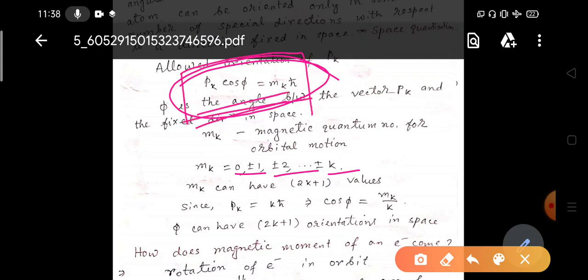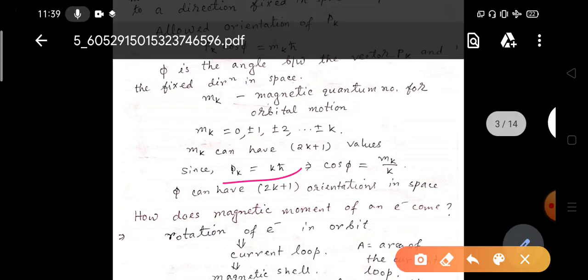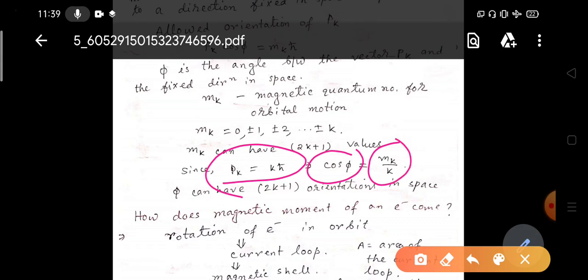This is confining the space of the angular momentum, that is orbital angular momentum, to certain specified directions by assigning this value mk to 0, plus minus 1, plus minus 2, up to plus minus k, that is certain integer values, not random values. So mk can have 2k plus 1 values. Also we know that pk equals k times h cross, so cos phi is mk by k.